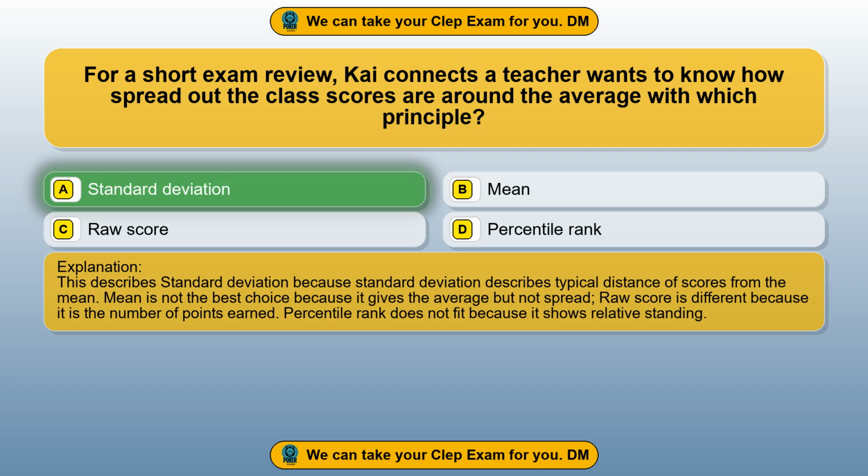Mean is not the best choice because it gives the average but not spread. Raw score is different because it is the number of points earned. Percentile rank does not fit because it shows relative standing.